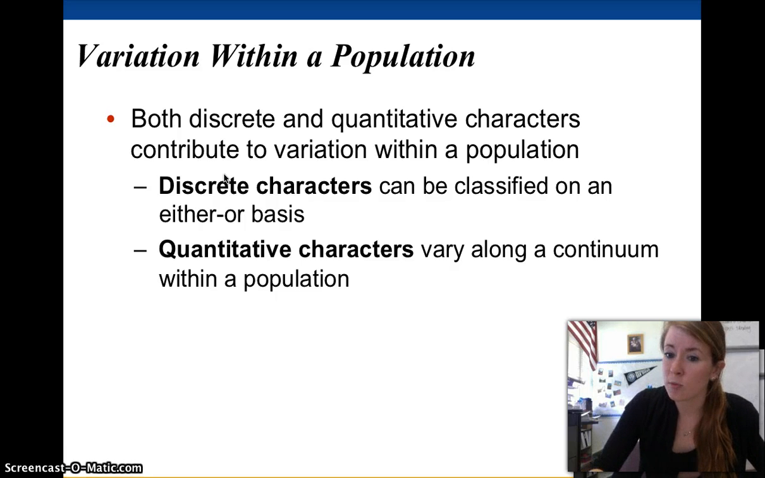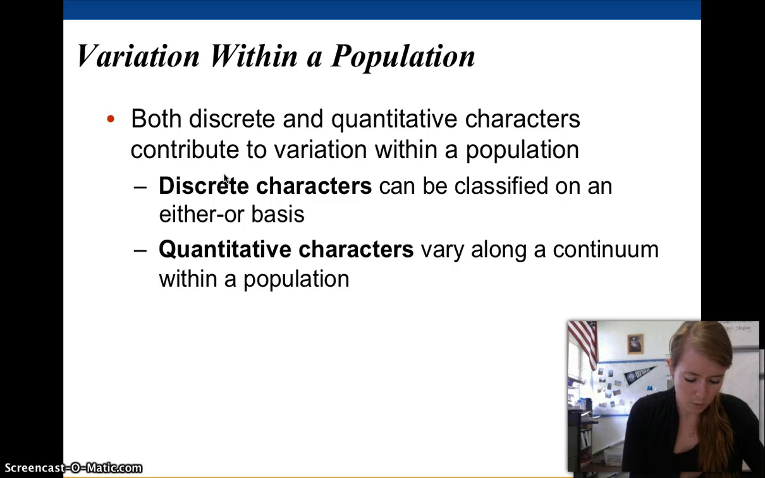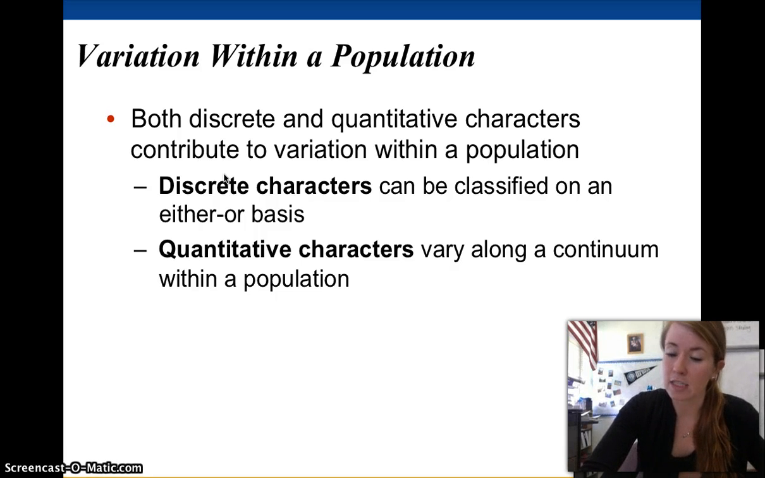But then sometimes we have something called quantitative characters, which vary along a continuum within a population. What that means is humans are not all tall or short, right? We have some very, very short humans and we have some very, very tall humans. And the reason for that is because it's a quantitative character. Quantitative characters usually have two or more genes that affect the phenotype. So the reason why you're tall or short is because of many different genes inside your body. It's not just based on one. It's not dominant is tall, recessive is short. There's a ton of different genes that affect it. So that would be an example of a quantitative character.